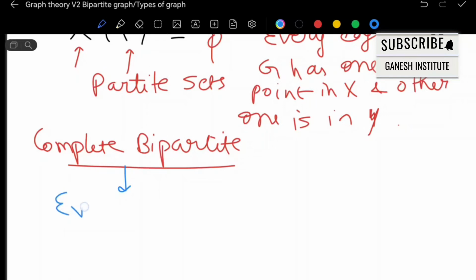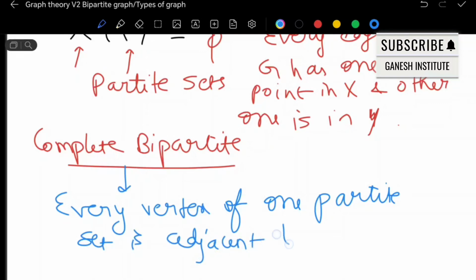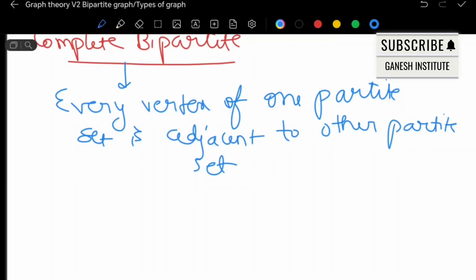For example, let me say every vertex of one partite set is adjacent to the other partite set. What do we mean by adjacent? For example, V1, V2, V3. So these two edges are adjacent.